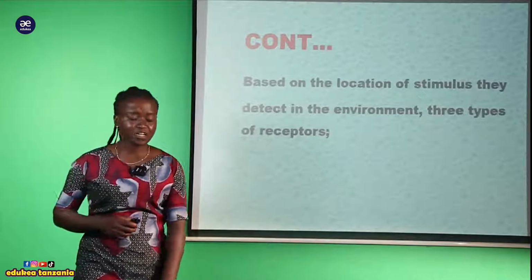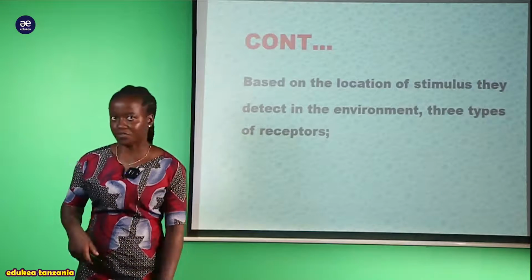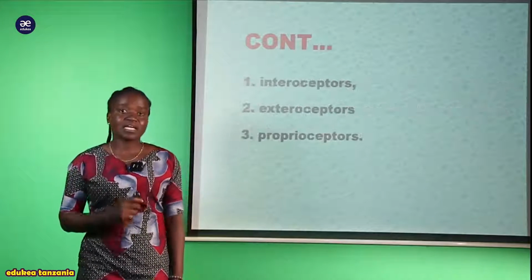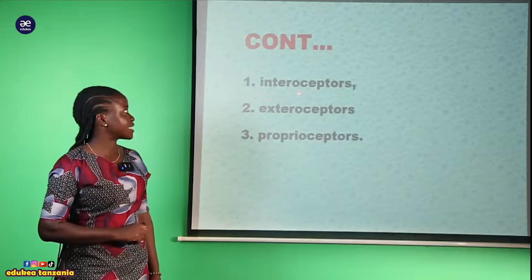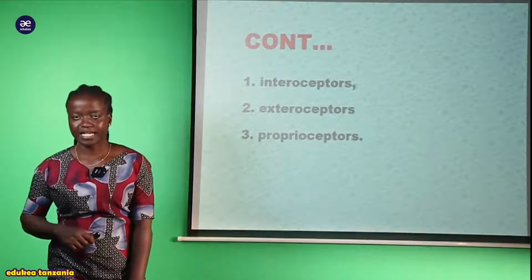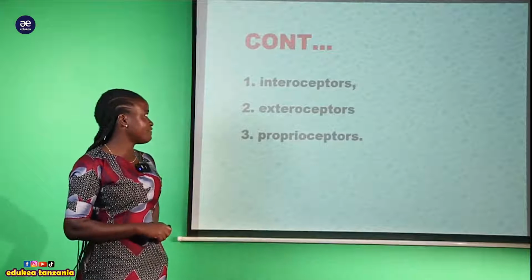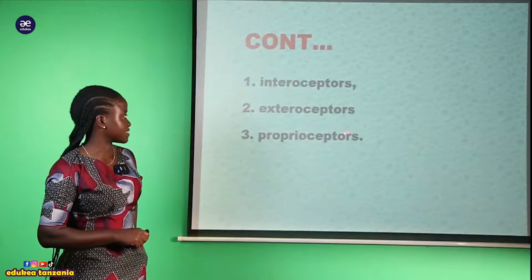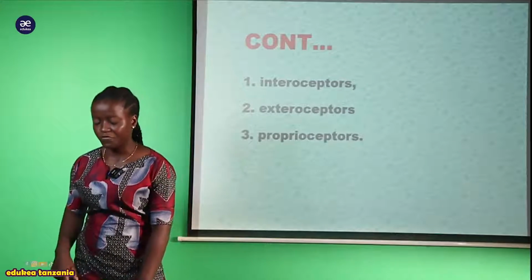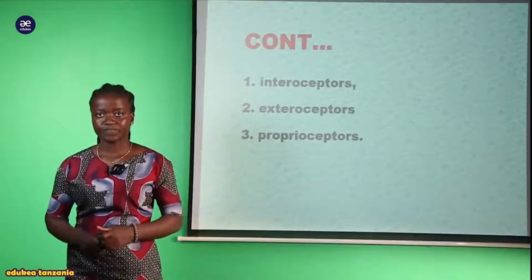So now based on the location of the stimuli they detect in the environment, we have 3 kinds of receptor. Tunazo aina 3 za hizi receptor, na ya kwanza kabisa tunayo inaitwa interoceptors. That is the first kind. And also we have exteroceptors. And also we have proprioceptors. All of those are kinds of receptors based on the location of the stimuli that they detect.